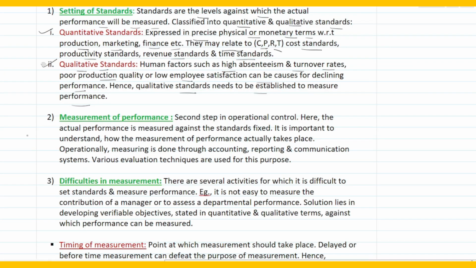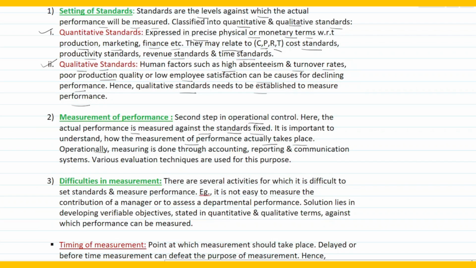Moving on to the second step of the operational control, it is the measurement of performance. So the second step in operational control is measurement of performance. Here the actual performance is measured against the standards fixed. So whatever standards you have laid down in the first point, that is quantitative and qualitative, you just see whether the actual performance is in line with it or not, right? It is important to understand how the measurement of performance actually takes place.